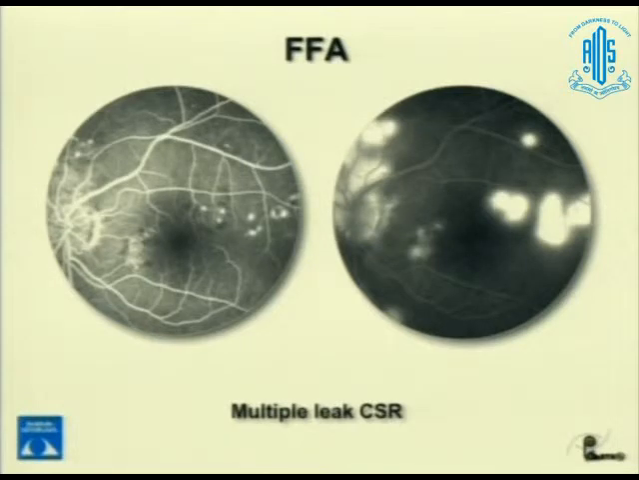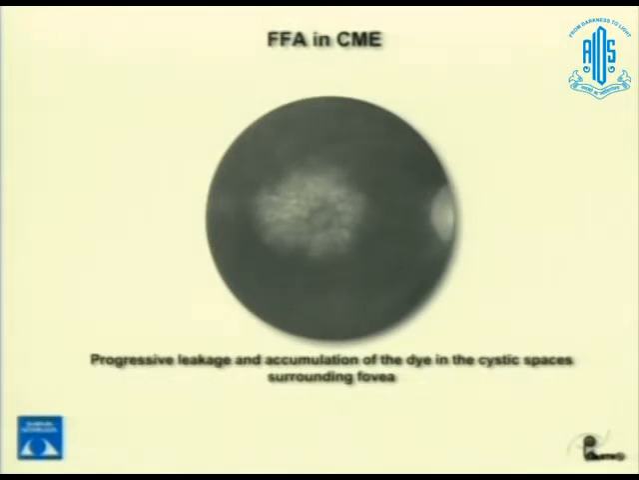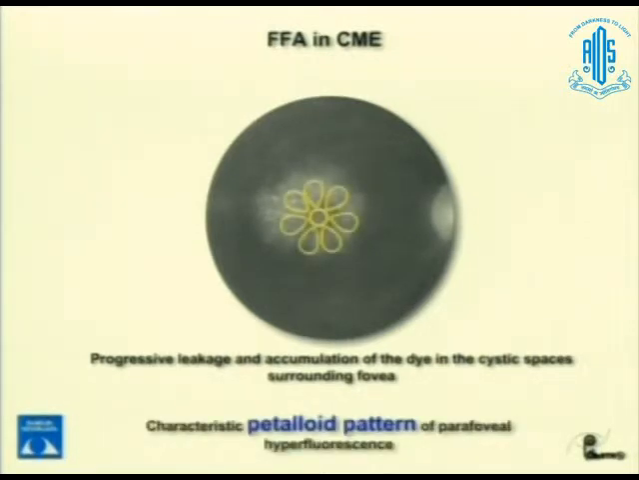So one should be very careful before starting any treatment, because the management of these two conditions is paradoxical. So it's very important to do a fundus fluorescein angiography. The fundus fluorescein angiography also helps us in CME, which shows progressive leakage and accumulation of the dye and shows the classical petaloid appearance.